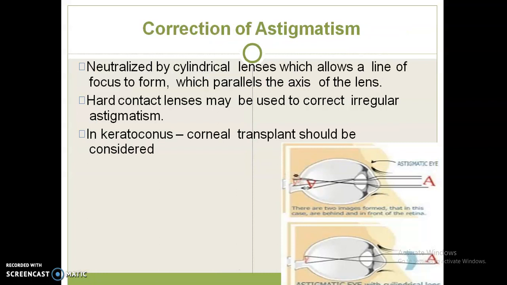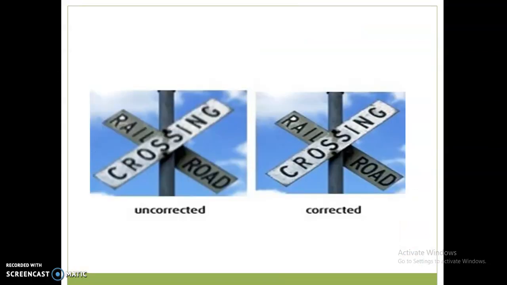Then the correction of astigmatism: it is neutralized by cylindrical lenses, which form a line of focus that parallels the axis of the lens, and hard contact lenses may be used to correct irregular astigmatism, and in keratoconus a corneal transplant should be considered. These are the ways to correct astigmatism: hard contact lenses, corneal transplant in case of keratoconus, and neutralizing the problem using different lenses.